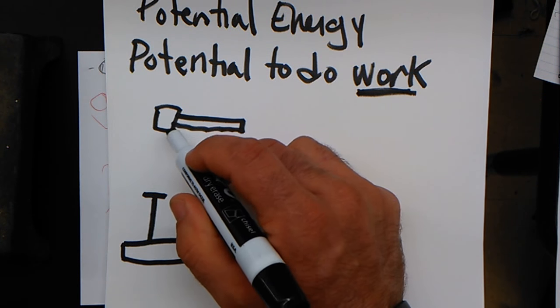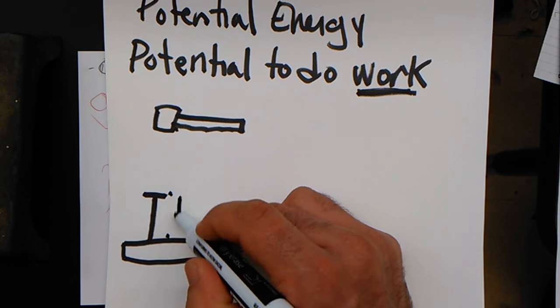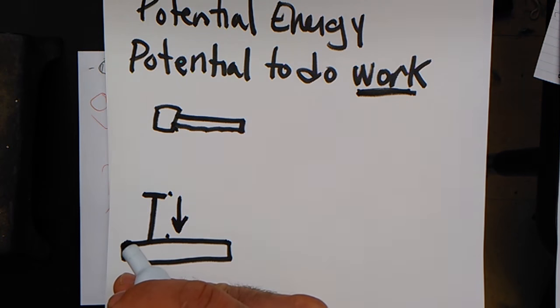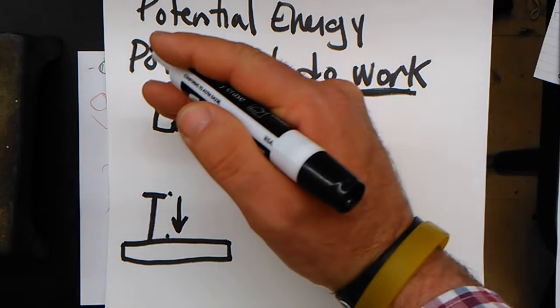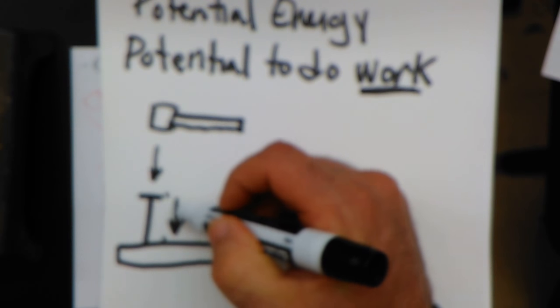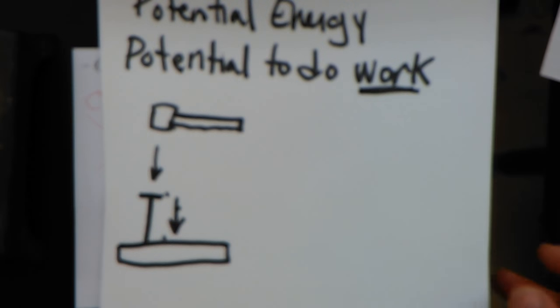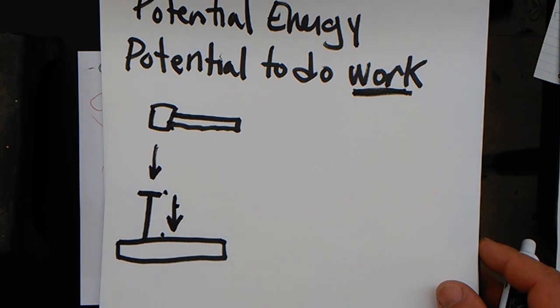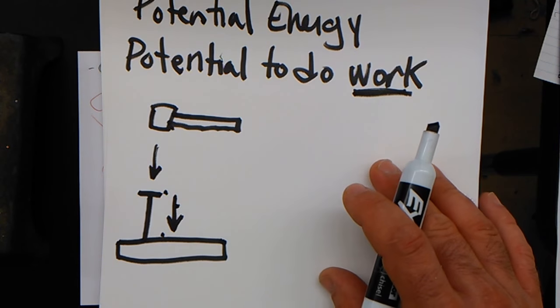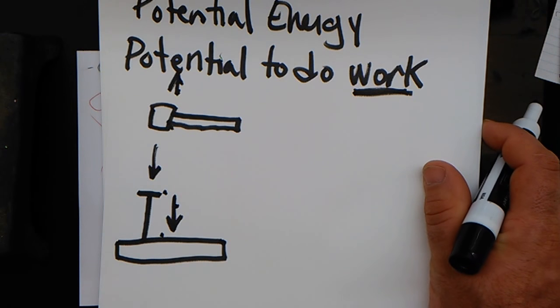Now this hammer can make this nail go a distance into the wood. If I let this hammer drop, and I applied a force to it, it could do work to the nail by sending it a distance. So force times distance. That's the potential it has. Now, the higher I lift the hammer, the more potential it has.